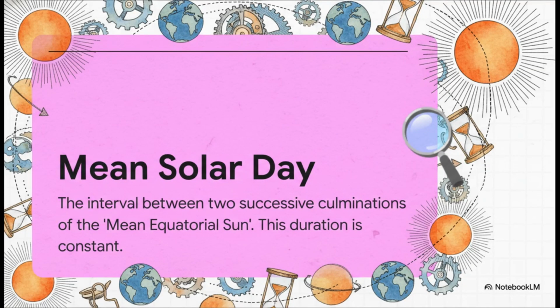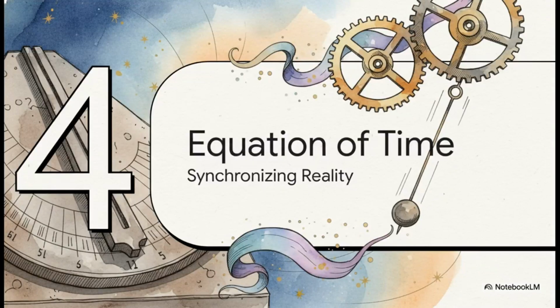And by using this idealized mean sun, we can finally define a mean solar day. It's the interval between two successive culminations of this fictitious object. Because its speed is, by definition, constant, the length of a mean solar day is also constant. This is the 24-hour day that all of our civil clocks are based on. Okay, so we now have two distinct time systems operating simultaneously: the true solar time dictated by the actual sun, and the mean solar time dictated by our idealized theoretical sun.